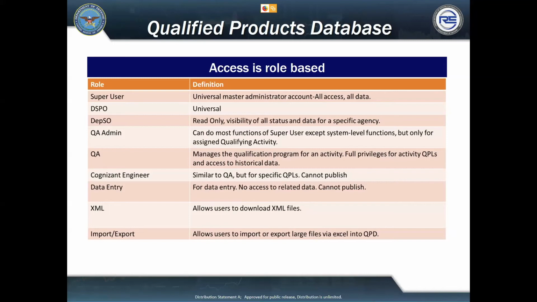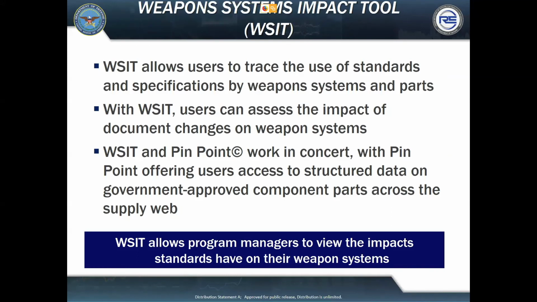Okay, so at this point, I'd like to go ahead and switch gears and move over to the Weapon Systems Impact Tool, WSIT. Probably about 15 years ago, we looked to develop a system that would answer the question, what would happen if I make a change to this specification and standard? What is the effect of that change, or where can I see what the effect may be?